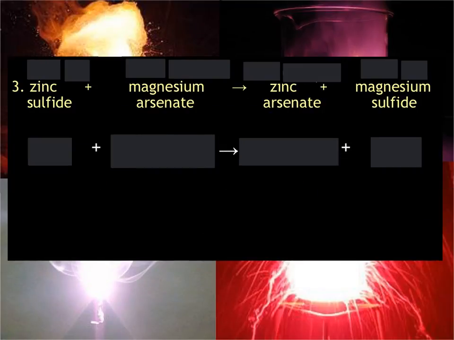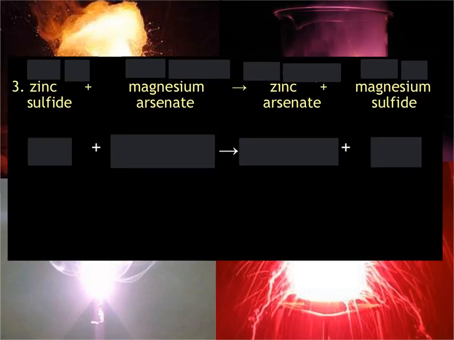All right, let's give this next one a try, where we've got zinc sulfide plus magnesium arsenate will yield zinc arsenate and magnesium sulfide. Normally these would be written in a row, but it's a little cramped for space to keep things big enough to see. I had to kind of crunch things, but you still get the idea.